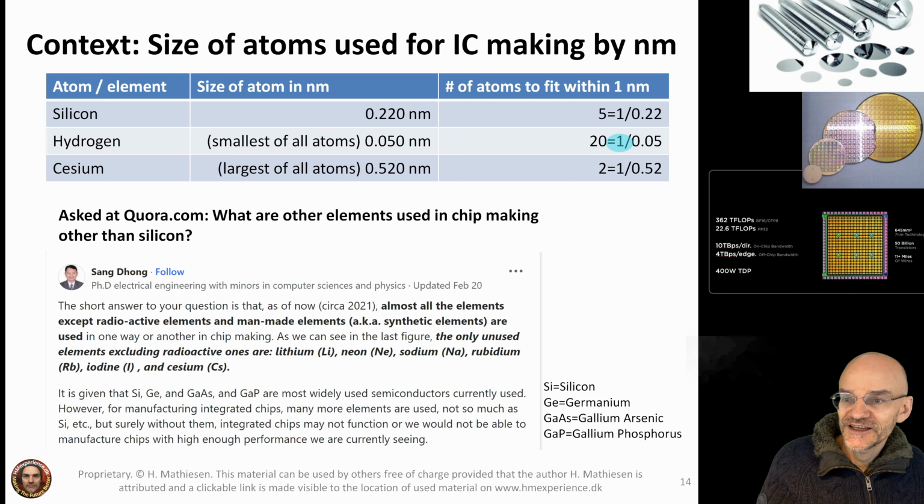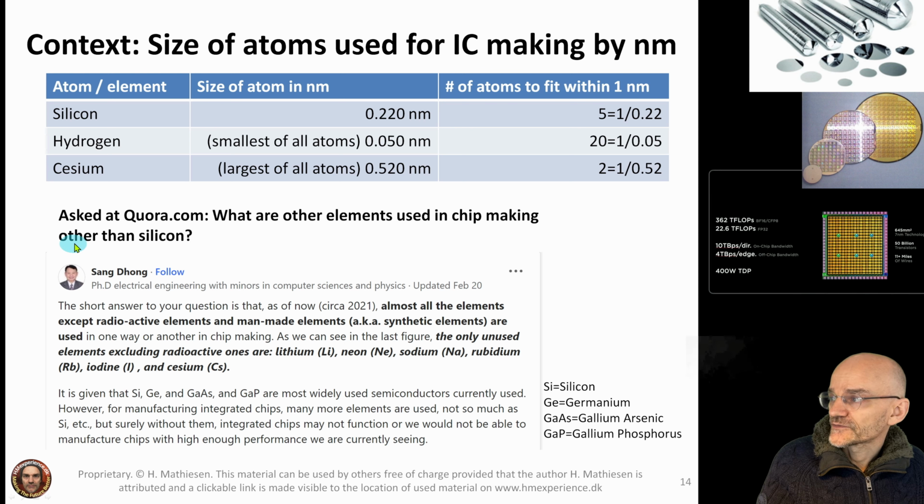There won't be any gaseous hydrogen atoms in a transistor or an IC. So there will be molecules of some sort. And cesium is the largest of all the atoms. It's half a nanometer wide. So we can stack 2 of those on a nanometer.